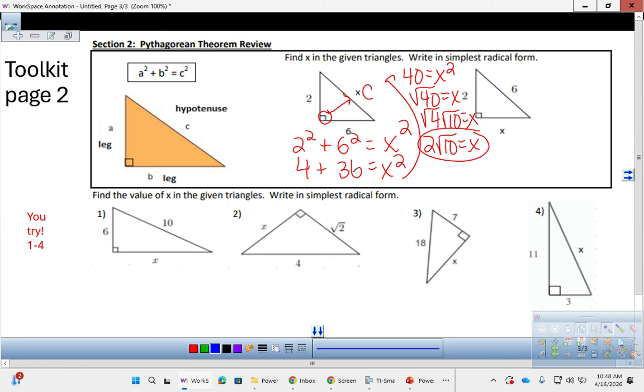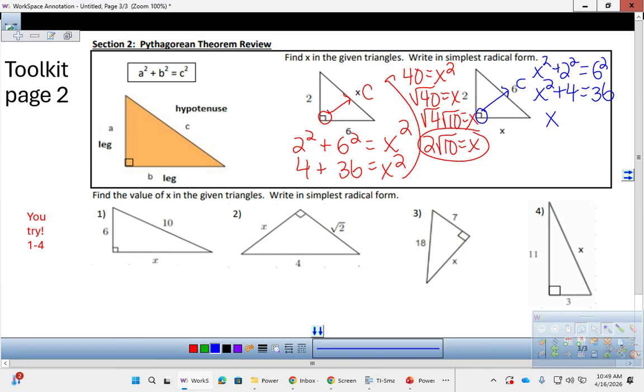For the next example, I'm finding the 90-degree angle. I'm looking across from it. So my hypotenuse, my C, is 6 here. So these triangles look similar. They have the same numbers, but x is not going to be the same because the hypotenuse is in different positions. So I'll do x squared plus 2 squared equals 6 squared, making sure that the hypotenuse is on this side of the equation. So x squared plus 4 equals 36.